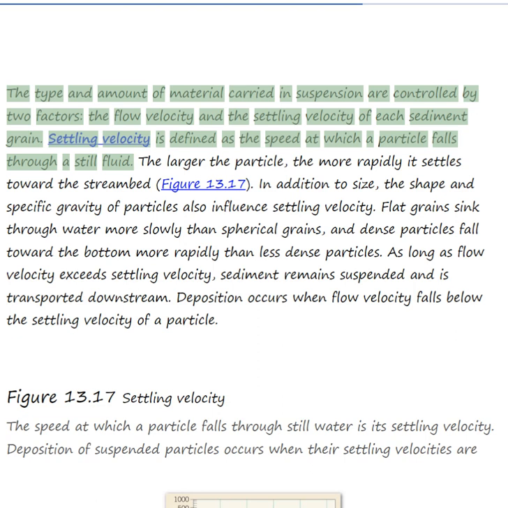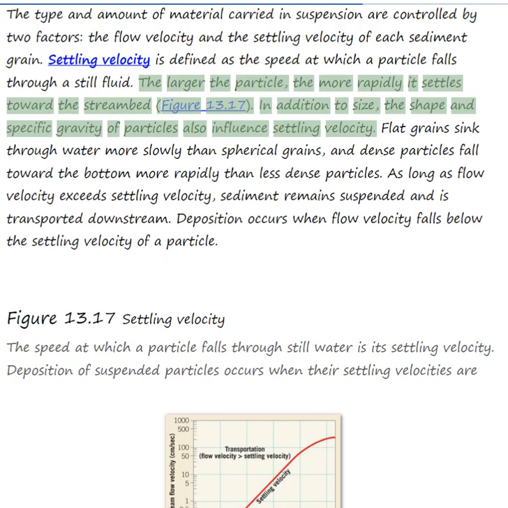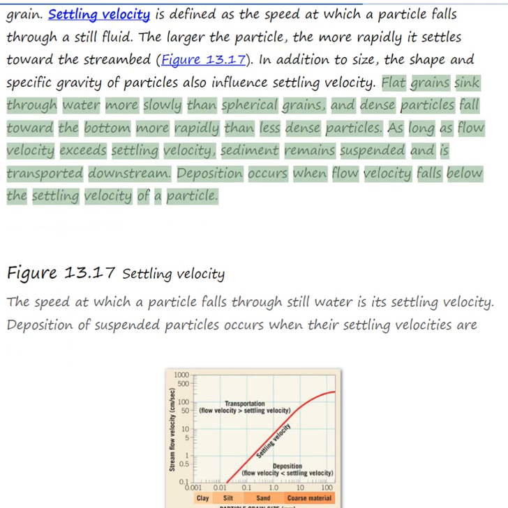Settling velocity is defined as the speed at which a particle falls through a still fluid. The larger the particle, the more rapidly it settles toward the streambed. In addition to size, the shape and specific gravity of particles also influence settling velocity. Flat grains sink through water more slowly than spherical grains, and dense particles fall toward the bottom more rapidly than less dense particles. As long as flow velocity exceeds settling velocity, sediment remains suspended and is transported downstream.